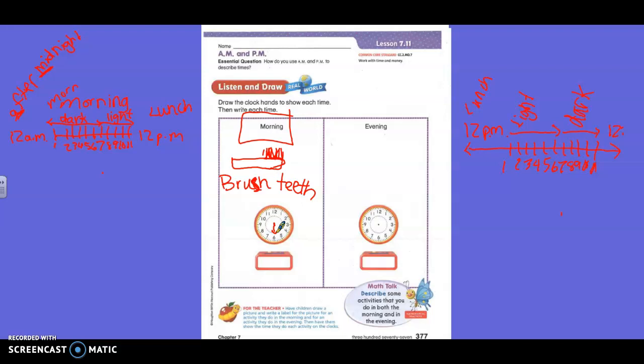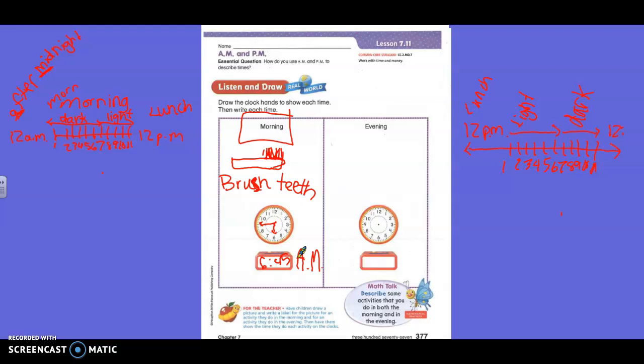Sorry, Landon, I just picked you. Yes, to the 9. So put your minute hand to the 9. And then we're going to write 6:45. Good question. Let's write A dot M dot, for AM.